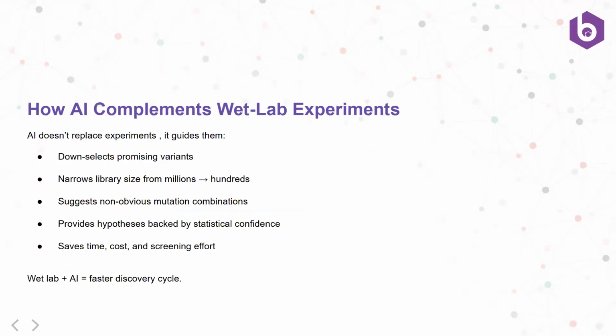So let's see how AI complements the wet lab experiments. AI doesn't replace the wet lab experiments, but it makes them far more efficient. It identifies mutation combinations we can't even think of. It provides statistical confidence and hypothesis-driven design. The result is a faster, cheaper, and more predictable discovery cycle.